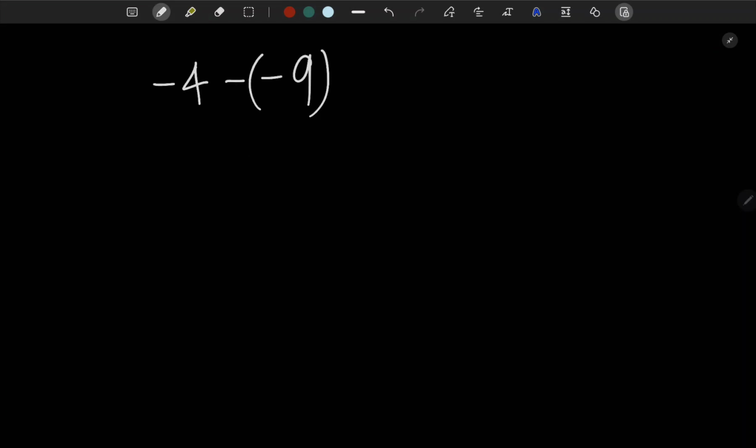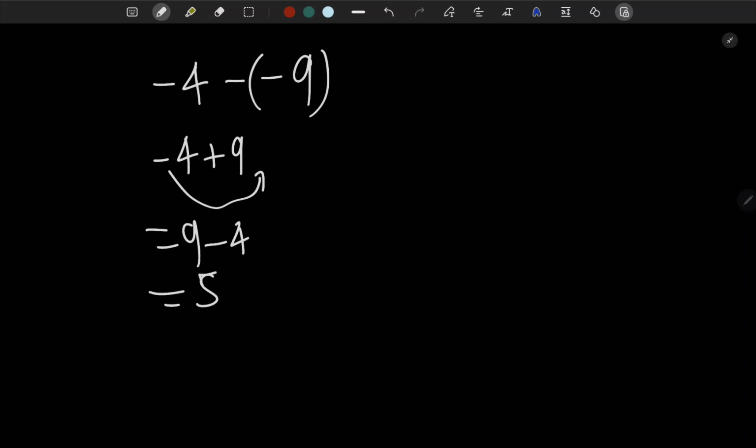So here in this example, we have a negative 4 minus minus 9. So again, the first step we can do is get rid of these two minuses together. So this will become minus 4 plus 9. And as we know, minus 4, we can just move this over here. So this becomes 9 minus 4, which is just 5, since 9 minus 4 is 5.